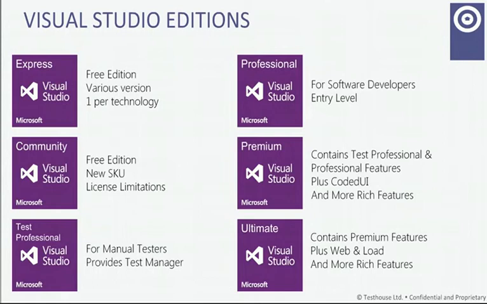And then you have Ultimate, which is the highest of all, and that includes all the features of Premium and Professional, but also you have web and load testing as well, to help you to look at your websites to make sure they can handle the user community that you hope for. You need an MSDN license for Premium and Ultimate.